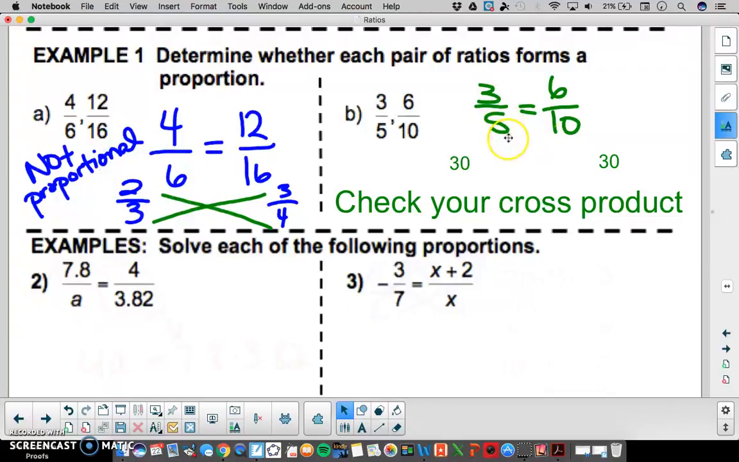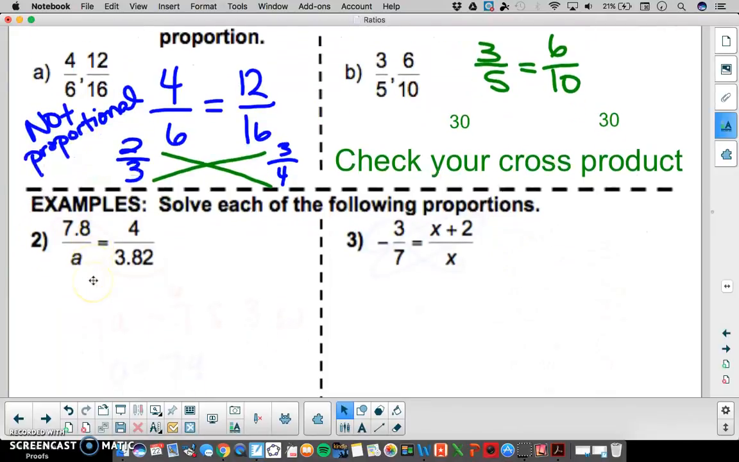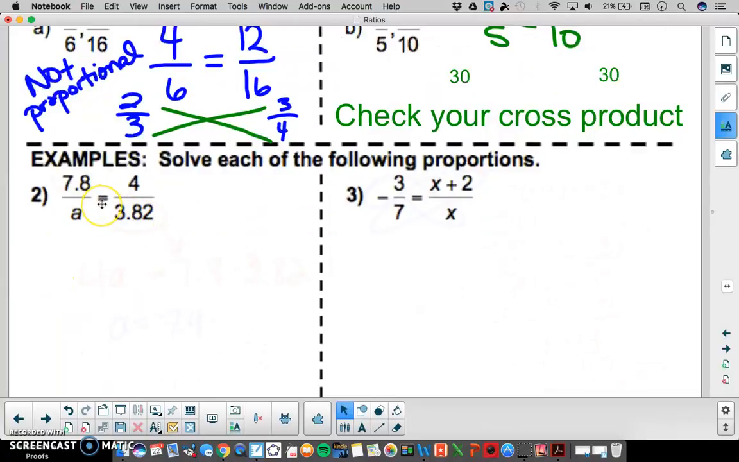However, looking at 3/5 and 6/10, if we check the cross product, we have 30 from 3 times 10 and 30 from 6 times 5. So because those cross products are equivalent, 30 does equal 30, those ratios are proportional. Now what we could do when we know things are proportional is we can actually solve problems using proportions. So when given a proportion, we're going to want to use the cross product.